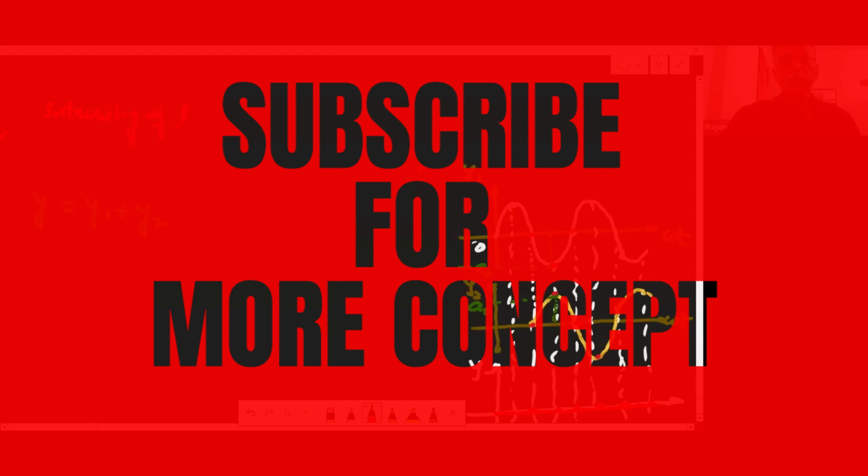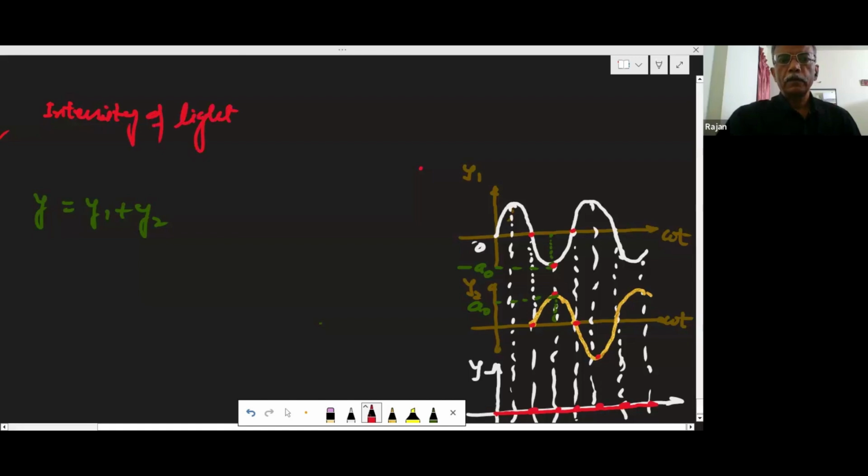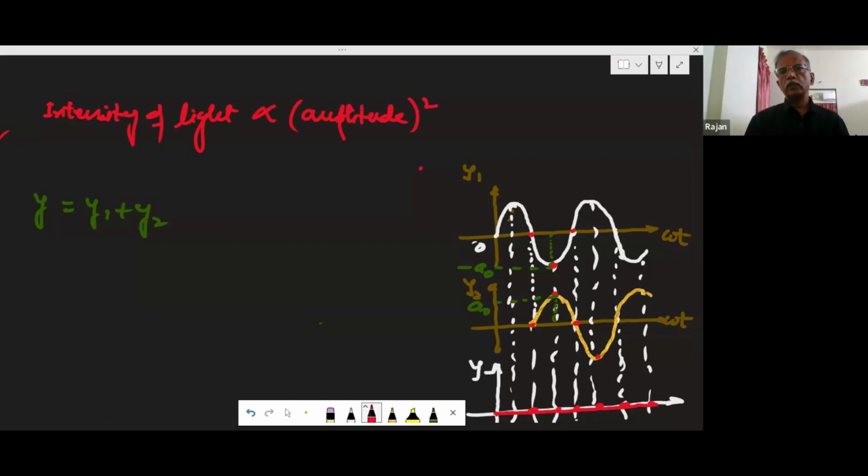I'll write here: the intensity of light is directly proportional to the amplitude whole square. Always remember this, many points we are going to have. Intensity is energy, directly proportional to the intensity. So we can write energy at that particular point. It will be amplitude square. Any time amplitude is continuously varying.